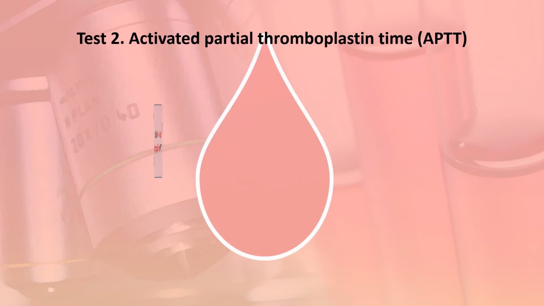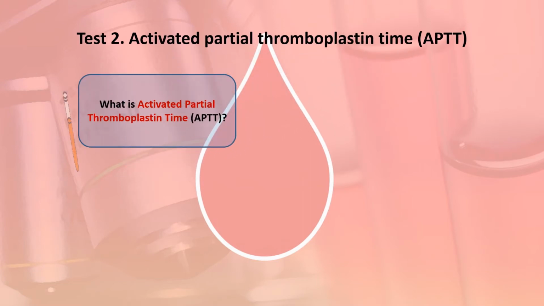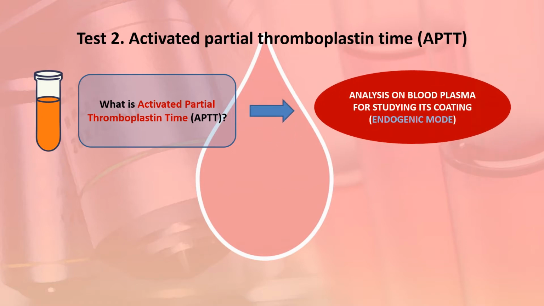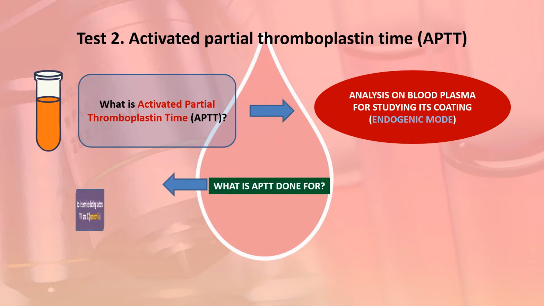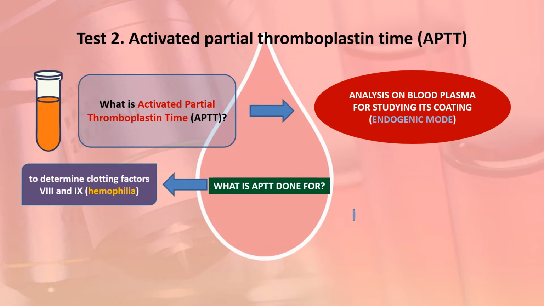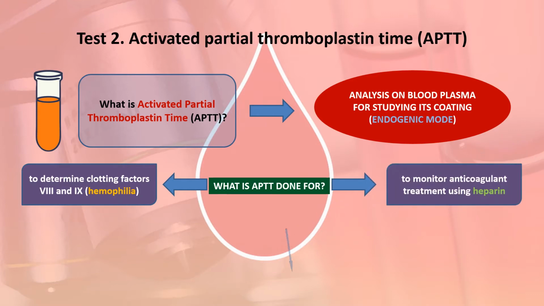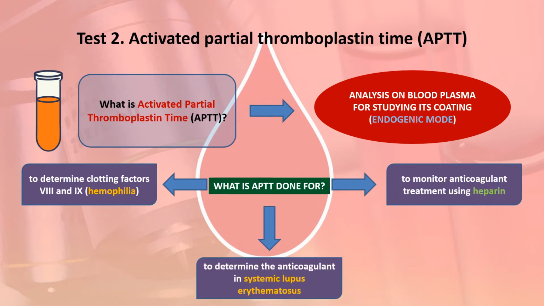Second test, coagulation test, coagulogram, activated partial thromboplastin time. This analysis is done on the basis of a sample of blood plasma, which allows the study of its coagulation, endogenous. This analysis is done to determine coagulation factors 8 and 9 for hemophilia, to monitor anticoagulant treatment using heparin, and to determine anticoagulant in systemic lupus erythematosus.